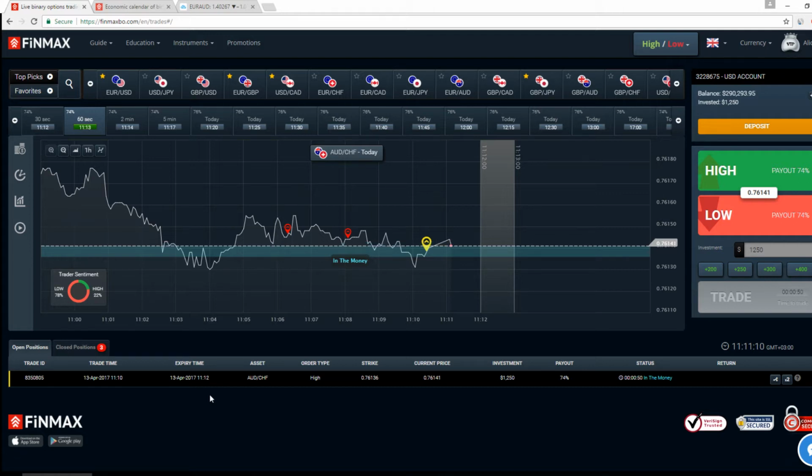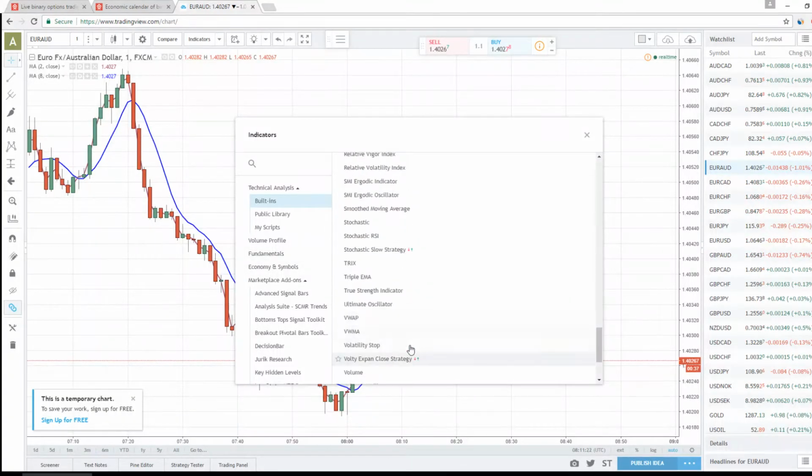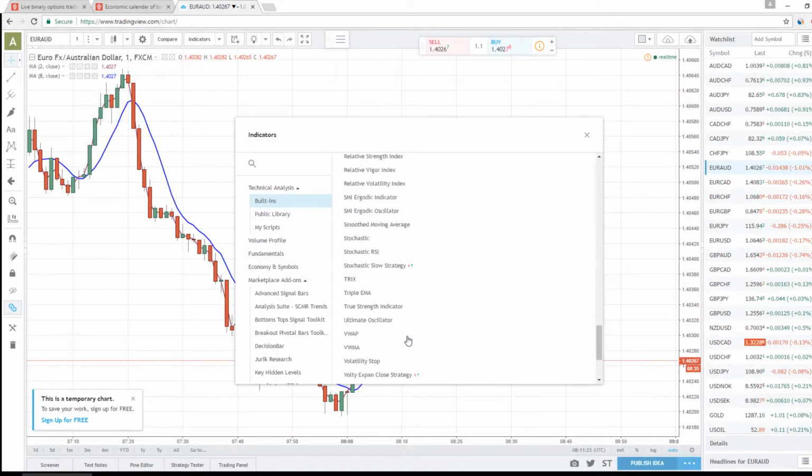Okay, Canadian to Swiss franc expired out of the money, I'm sorry. And I opened the third trade on the Australian to Swiss franc. Let's see what it will show us.